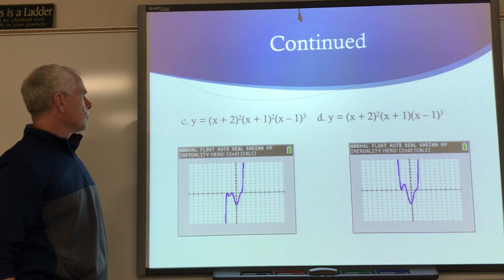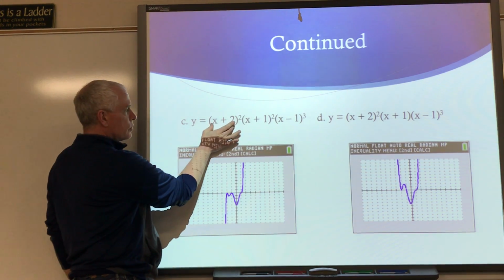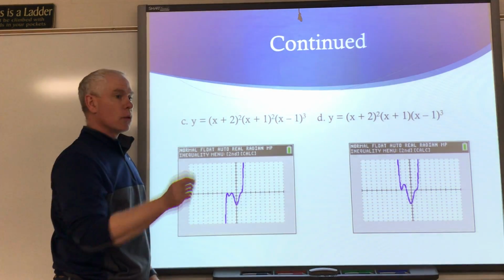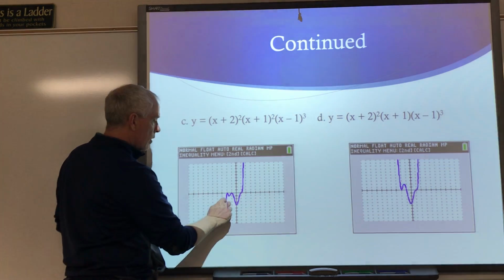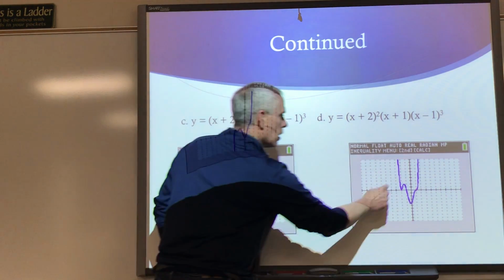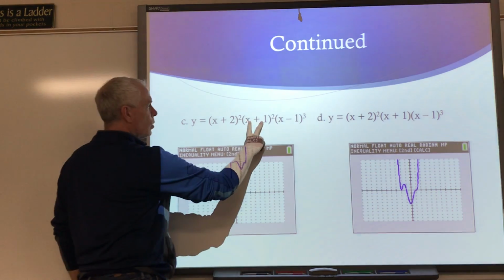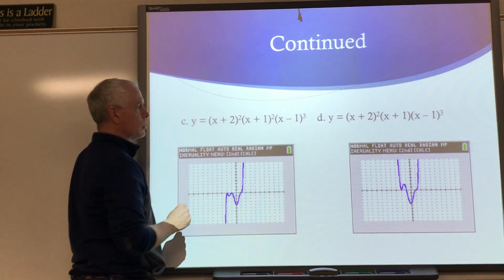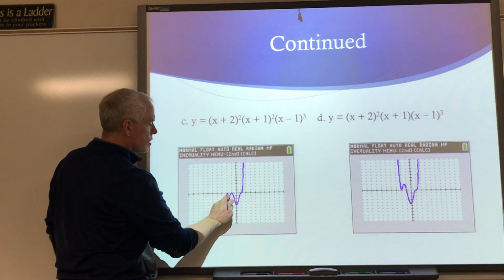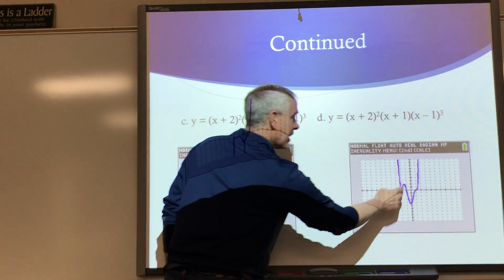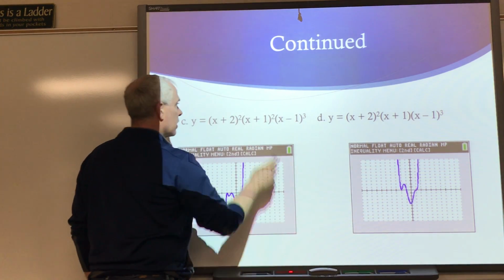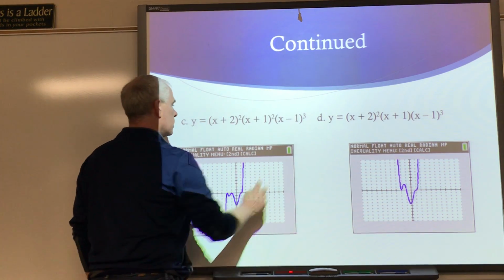How about these two? Multiplicity 2 at -2 means it's going to bounce there. So that bounces at -2. That also bounces at -2. Haven't narrowed it down. This one has a multiplicity of 2 at -1, so it bounces at -1 as well. That one does. That one crosses at -1. So I think that this one is C.